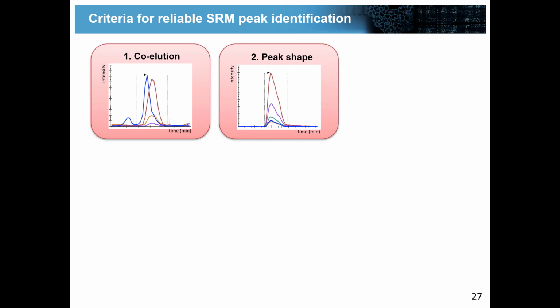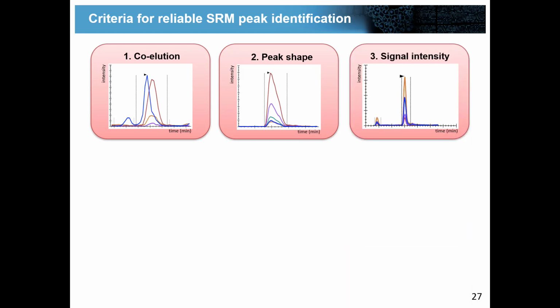Another criterion that you can check is peak shape. The same reasoning: if you have transitions coming from the same peptide, they should all have the same peak shape. And if you have these strange peak shapes like here, so not a nicely Gaussian peak shape, but some weird stuff, and they all share it, you are more confident that they are all coming from the same peptide precursor.